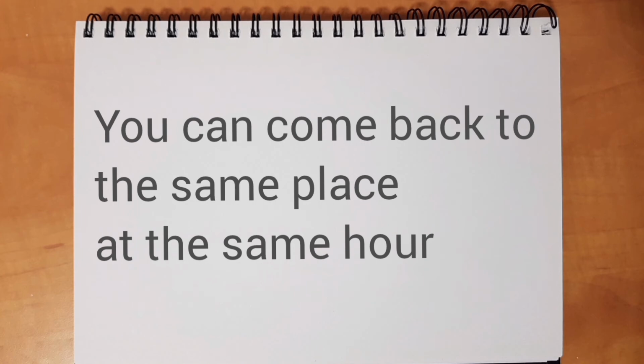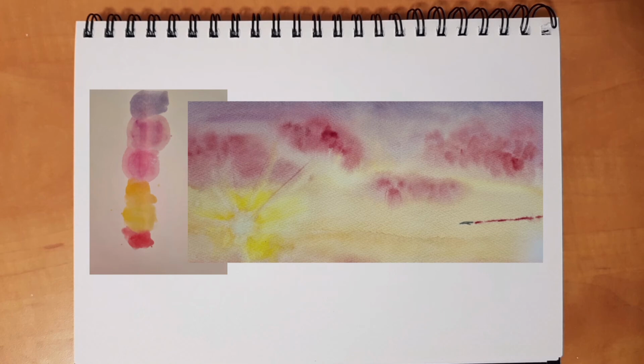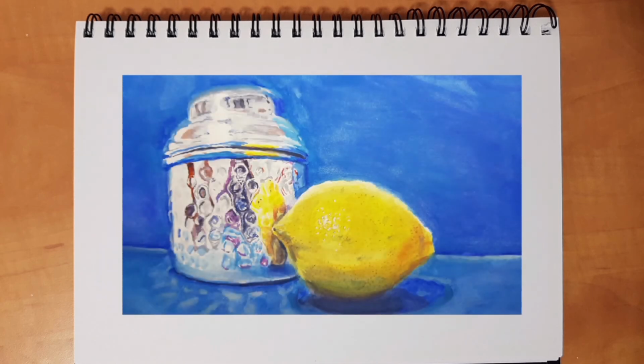If you draw an outdoor scene, you can choose to draw something that is close to your home and continue the drawing at the same hour, so the light and shadow will be the same. You can also mark where the shadows are in the planning stage, or create color swatches of the colors in the sunset before it sets. If you draw fruits, vegetables, flowers, you can just replace them when they go bad.